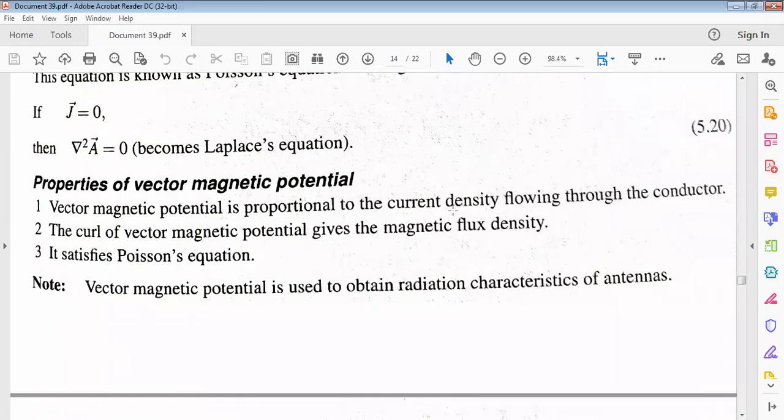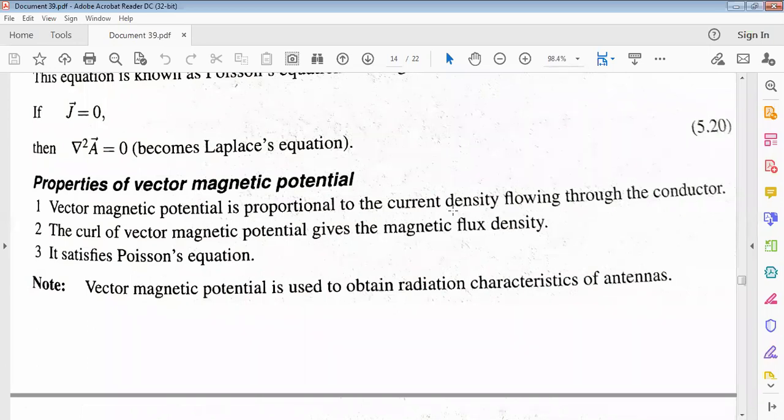What are the important properties of the vector magnetic potential? The vector magnetic potential is proportional to the current density flowing through the conductor. You already know that. Why? Because A is proportional to IDL. And second, the curl of a vector magnetic potential gives the magnetic flux density. B equal to del cross A is the actual statement. What is meant by B? B is the magnetic flux density.